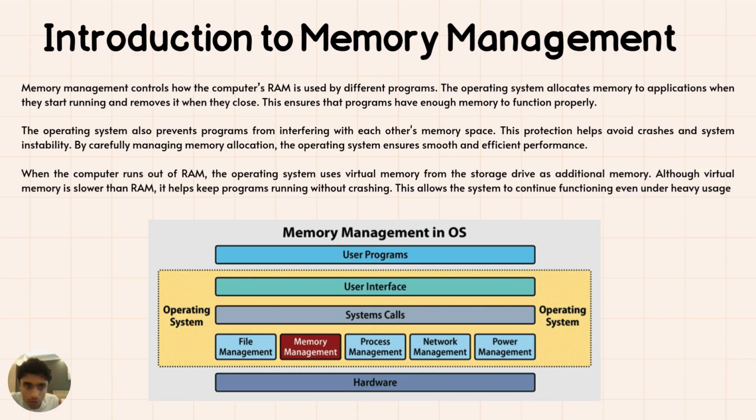When the system runs low on RAM, memory management uses virtual memory, which temporarily uses storage space as additional memory. Although virtual memory can be slower than RAM, which is random access memory, it helps the computer you're using maintain its performance, and also more importantly, it prevents programs from crashing or closing unexpectedly.